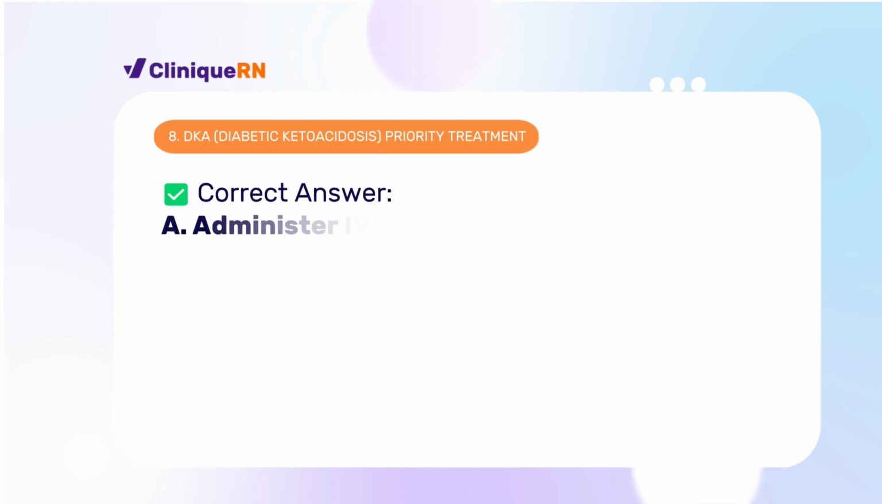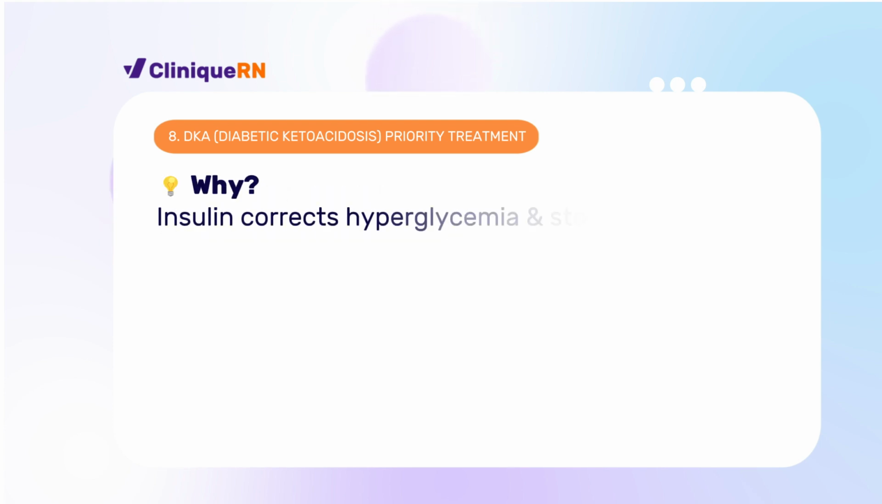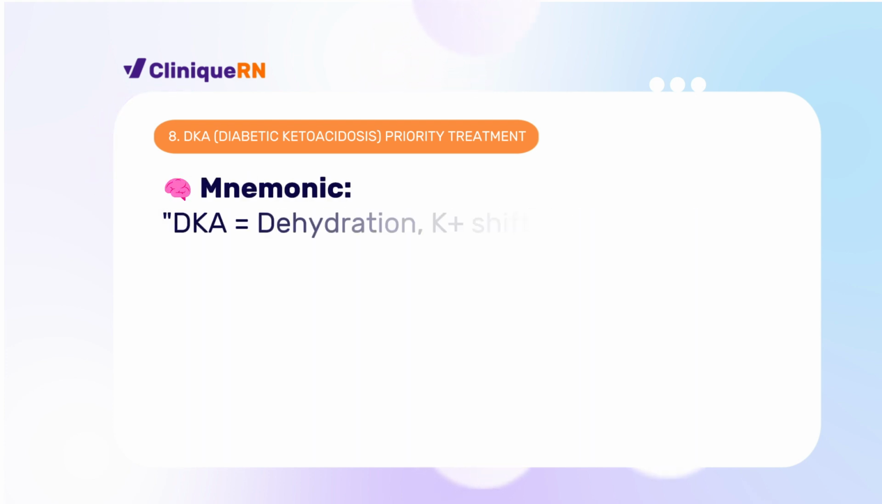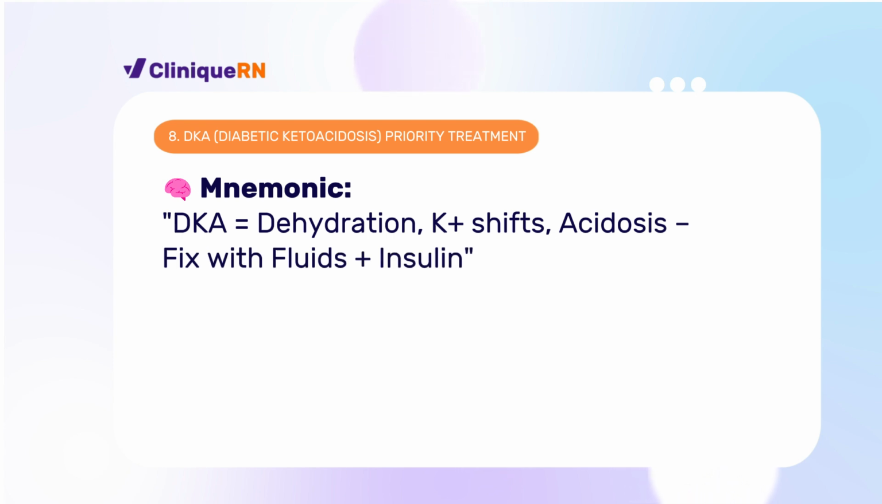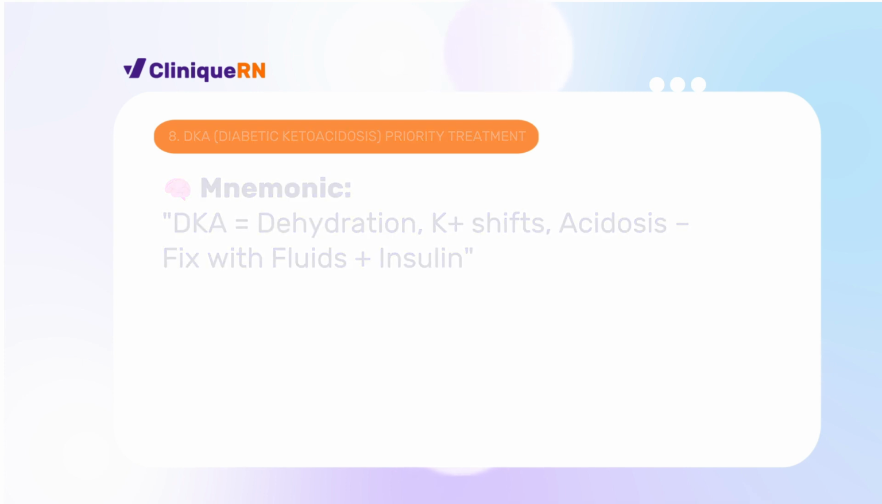Correct answer: A. Administer IV insulin. Why? Insulin corrects hyperglycemia and stops ketone production. Mnemonic: DKA equals dehydration, K plus shifts, acidosis; fix with fluids plus insulin.